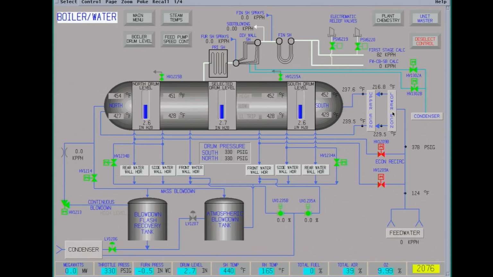You have a lower economizer that sits down lower in the flue gas stream. Then you have the upper economizer actually in the boiler back pass section.